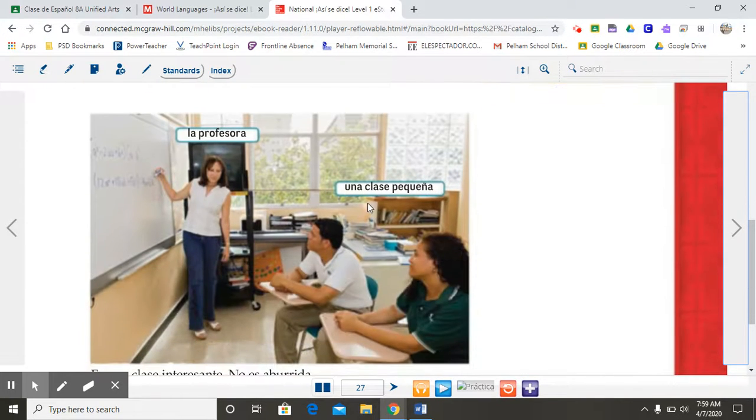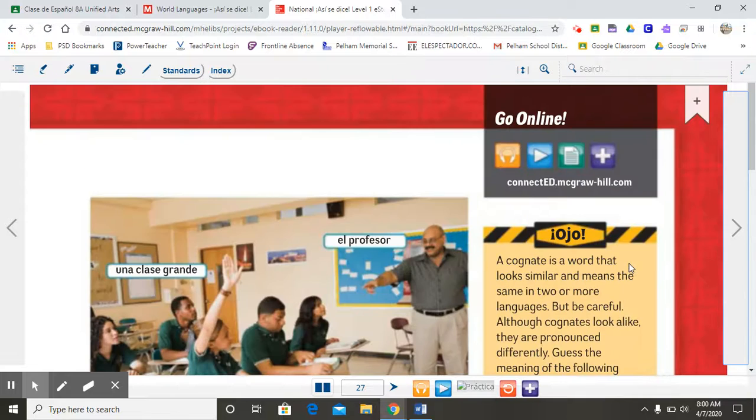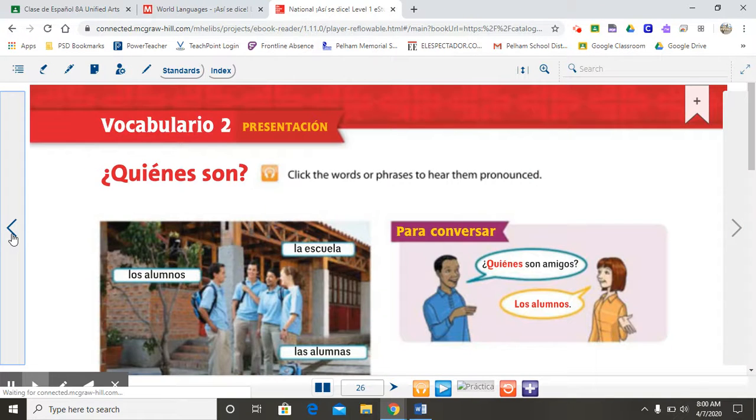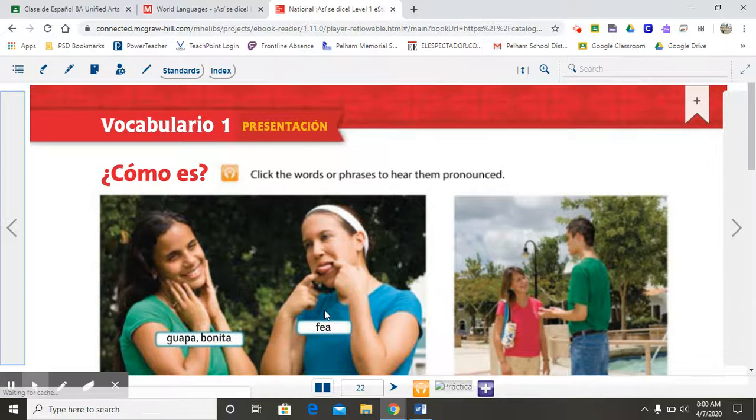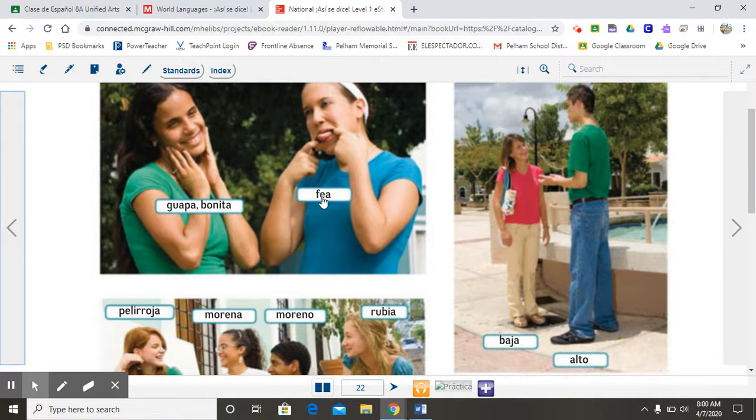Down here, the important word is pequeña, because they're talking about the class too. Una clase pequeña. A small class. The important word, pequeña. And profesora is female teacher. Okay? So, once again, I know I keep repeating myself. It's okay. Not a big deal. Just hear it again. What you need to study are the words inside the bubbles.